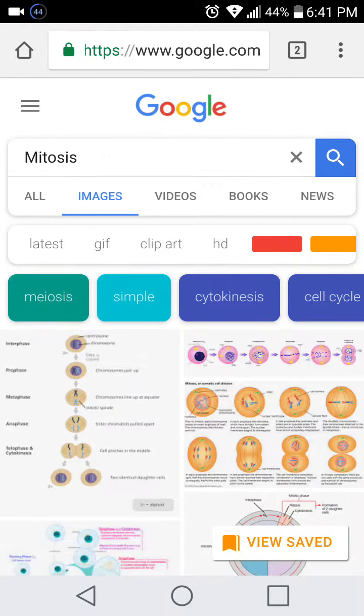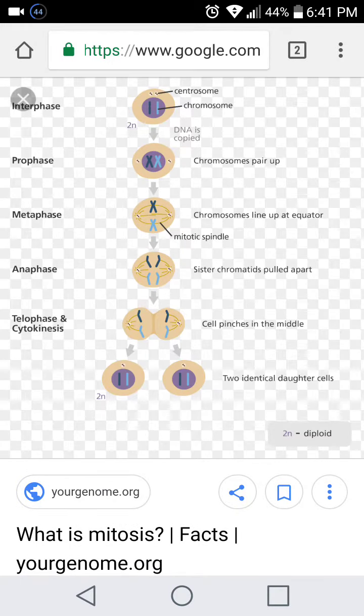So, Mr. Watson, this is my mitosis versus meiosis video, and I'm going to start off with mitosis first. To start off, this is what it is. Mitosis is a part of the cell cycle when replicated chromosomes are separated into two nuclei.